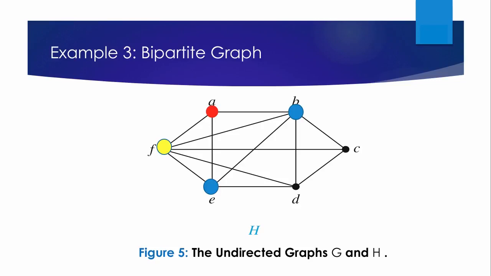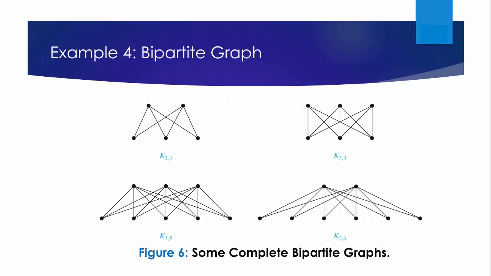A complete bipartite graph K_{m,n} is a graph that has its vertex set partitioned into two subsets of m and n vertices, respectively, with an edge between two vertices if and only if one vertex is in the first subset and the other vertex is in the second subset. The complete bipartite graphs K_{2,3}, K_{3,3}, K_{3,5}, and finally K_{2,6} are displayed in figure 6.